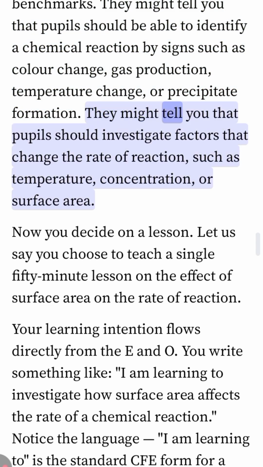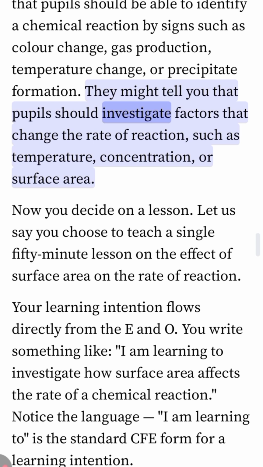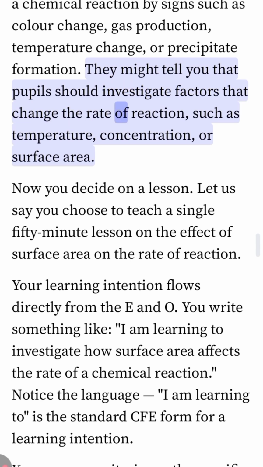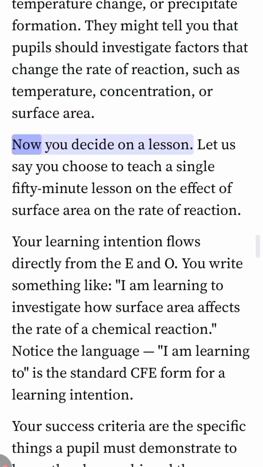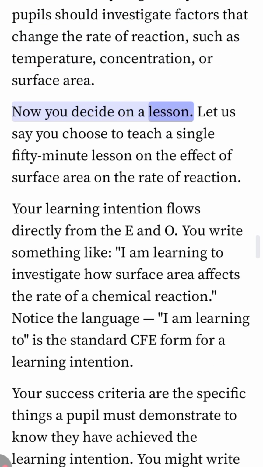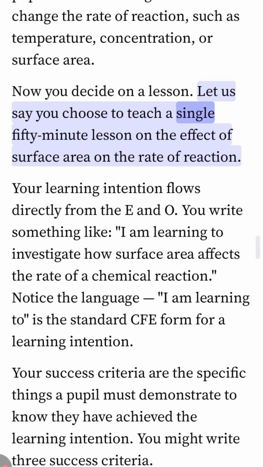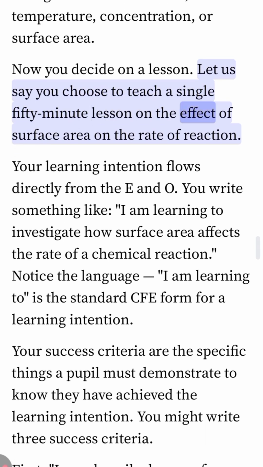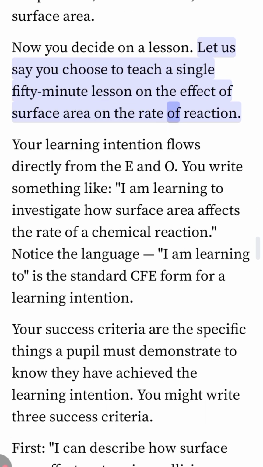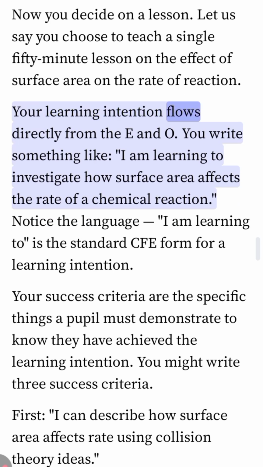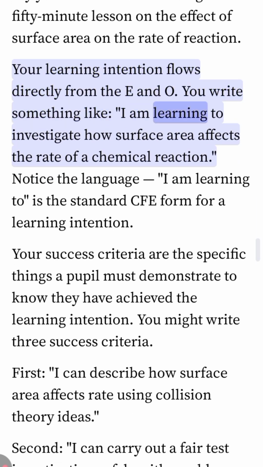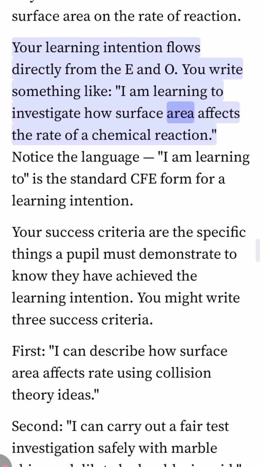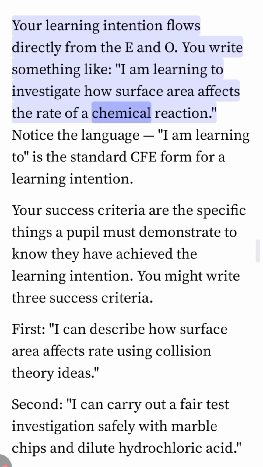They might tell you that pupils should investigate factors that change the rate of reaction, such as temperature, concentration, or surface area. Now you decide on a lesson. Let us say you choose to teach a single 50-minute lesson on the effect of surface area on the rate of reaction. Your learning intention flows directly from the E and O. You write something like, I am learning to investigate how surface area affects the rate of a chemical reaction.